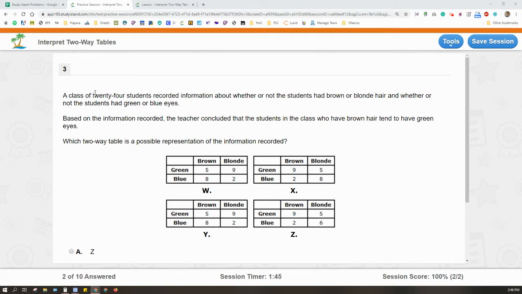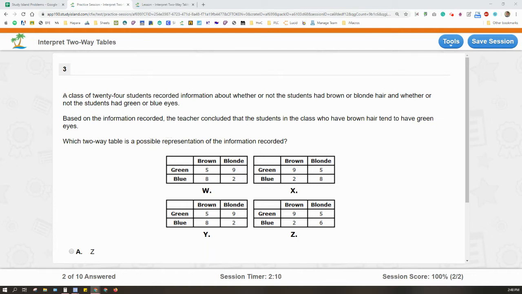A class of 24 students recorded information about whether or not the students had brown or blonde hair and whether or not the students had green or blue eyes. Based on the information recorded, the teacher concluded that the students in the class who have brown hair tend to have green eyes. Which two-way table is a possible representation of the information recorded?